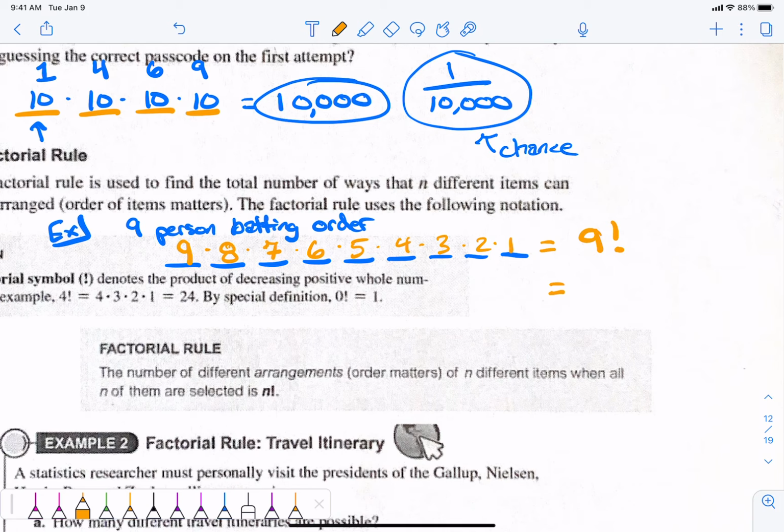So 9 factorial is that. You don't have to type it all in, right? Okay. Anybody else not know where it's at?